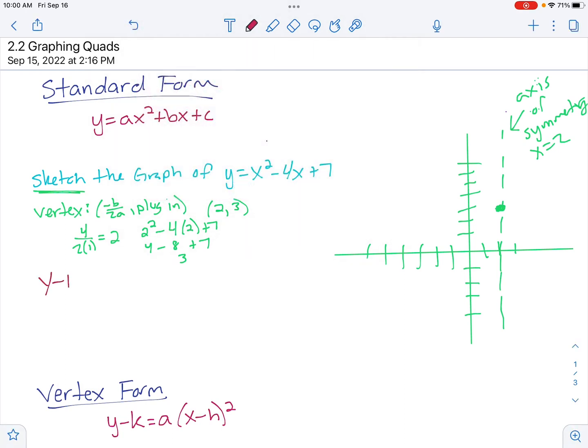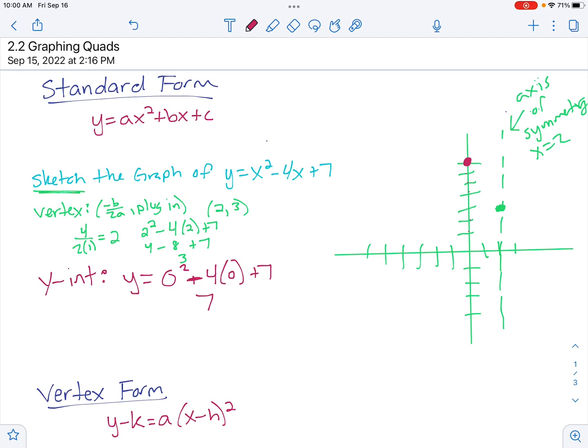Probably the easiest piece to find is going to be your y-intercept. So to find your y-intercept, you can plug in 0 for x. So we have y equals 0 squared minus 4 times 0 plus 7. Well, what happens? 0 squared is 0, 4 times 0 is 0, so you're just left with 7. And that's your y-intercept. Remember, your c value was always your y-intercept when we learned this the first time. 1, 2, 3, 4, 5, 6, 7. So put a dot there.